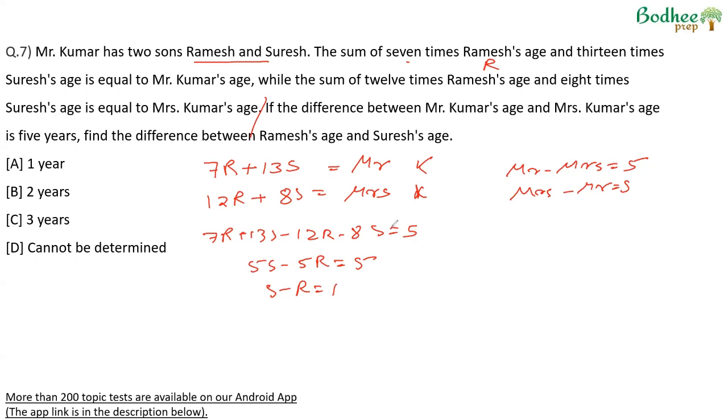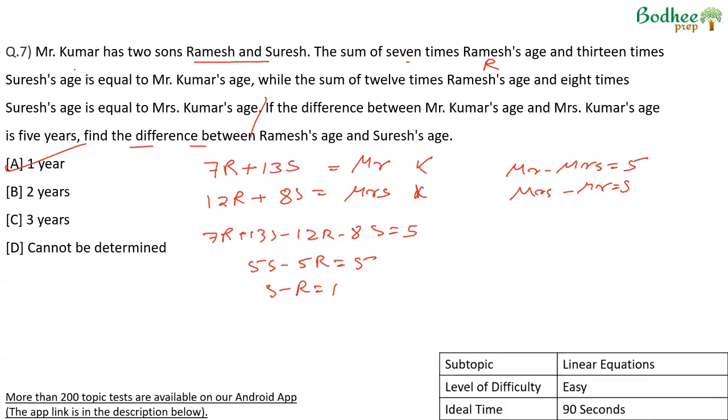Now, if the difference here was minus 5, if Mrs. K was elder, we'll get S minus R as minus 1. So R minus S would be 1. Again, the question is to find the difference between Ramesh and Suresh's age. It does not matter who is older, and therefore the difference between them will be 1. Who is older, we do not know. And therefore, I'm saying easy question, just two equations. Essentially, we're just supposed to subtract them and get the answer. Not more than a minute and a half to solve.